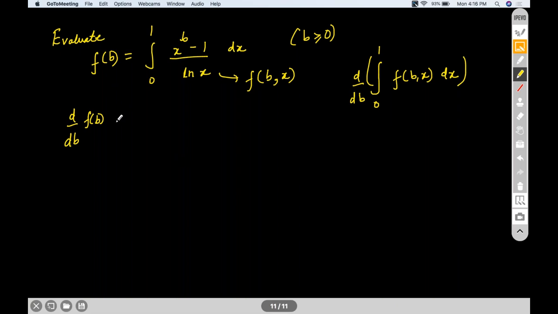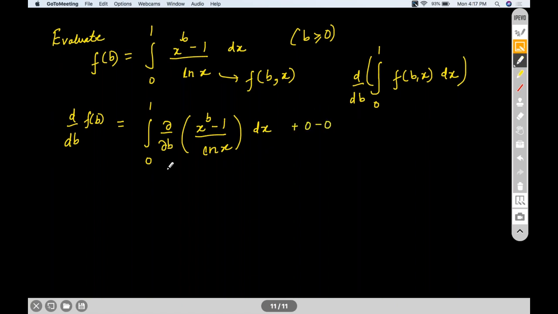Correct. Okay. So now, when I apply my Leibniz rule, I have to do the partial derivative with respect to b of this expression. And other terms will not appear because both the numerator and denominator limits are constants. So these two terms would be 0 minus 0. So there's no point writing them out. Okay. Now, what is the derivative of this term with respect to b? Remember, x is a constant.